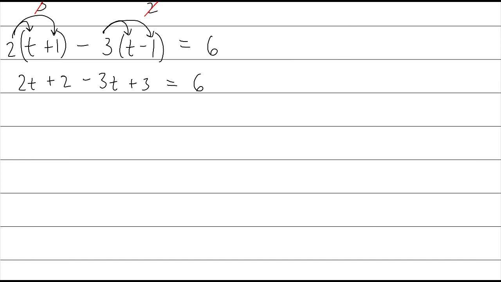2t minus 3t is negative 1t. Positive 2 plus 3 is positive 5. Equals 6. Okay, subtract 5 from both sides. 6 minus 5 is 1. Understood, negative 1 right here. Divide both sides by negative 1. I get negative 1. Okay, so negative 1 is probably my solution. We need to go and check it.